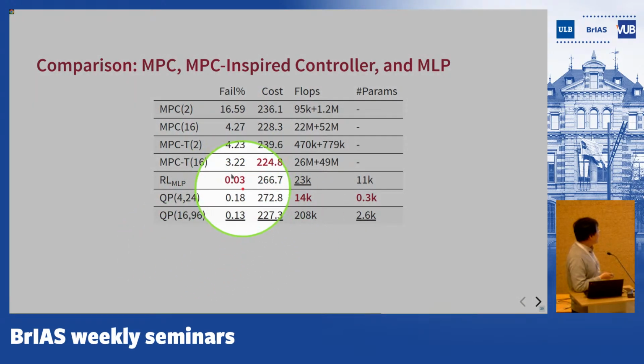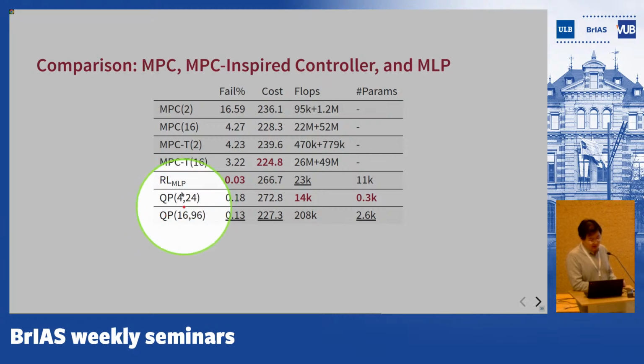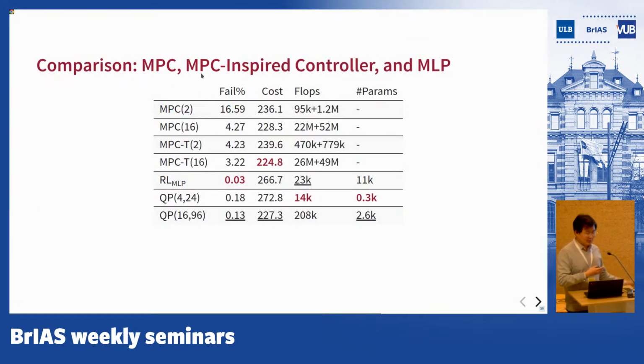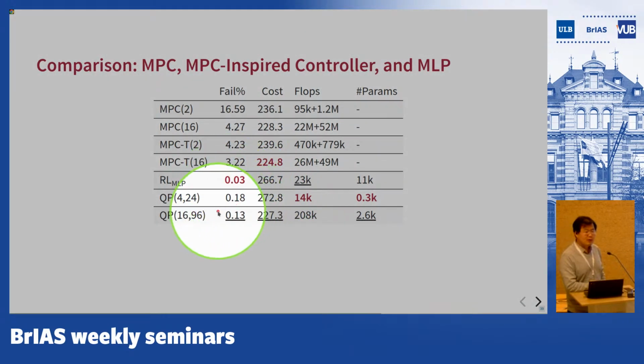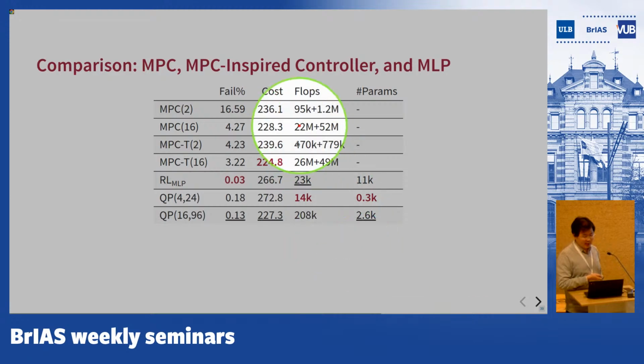On the other hand, if you look at all these learned algorithms, we use RL to learn a neural network. These are the QP controllers that we learned in our proposed approach. Here we have some parameters. The 4 means the same problem size as a 4-step look-ahead MPC, and the 16 means this QP problem will be the same as the MPC problem with 16 steps look-ahead. You can see that the fail percentage is very small, because essentially we are looking much further ahead than the MPC. And the cost is similar.